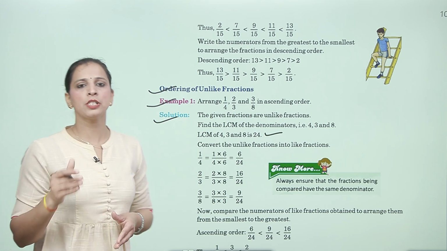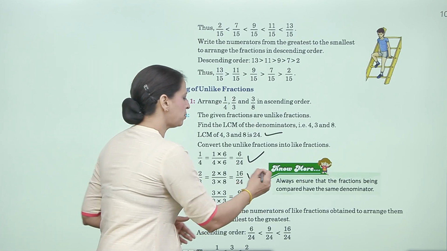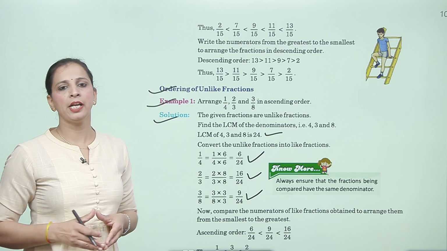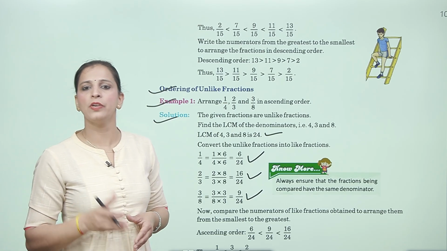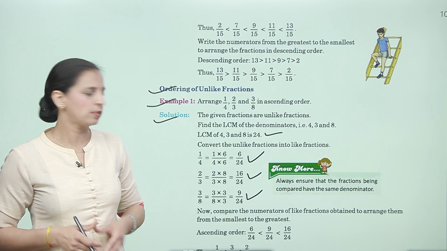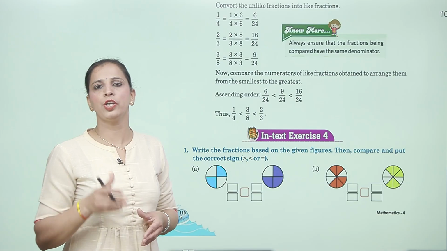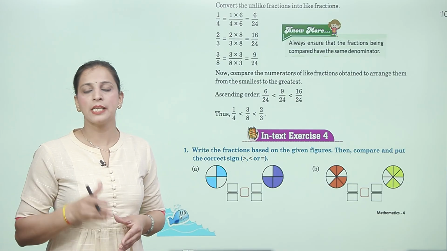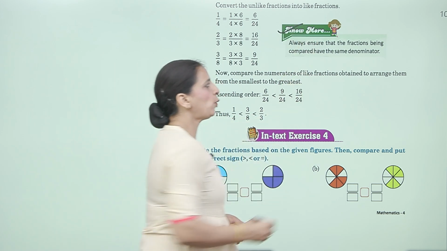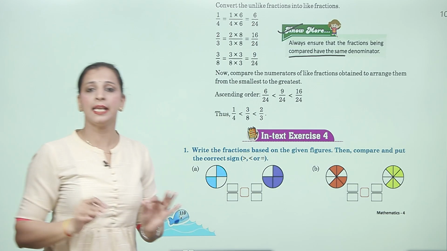Now 1 by 4 is multiplied by 6, it becomes 6 by 24. 2 by 3 is multiplied by 8, it becomes 16 by 24. 3 by 8 is multiplied by 3, it becomes 9 by 24. Now compare the numerators of like fractions obtained to arrange them from the smallest to the greatest. Now ascending order is 6 by 24 is less than 9 by 24 is less than 16 by 24. Thus 1 by 4 is less than 3 by 8 is less than 2 by 3. Now note: always ensure that the fractions being compared have the same denominator.